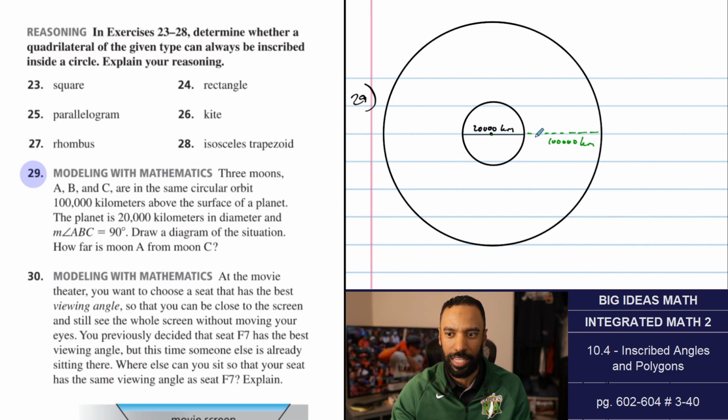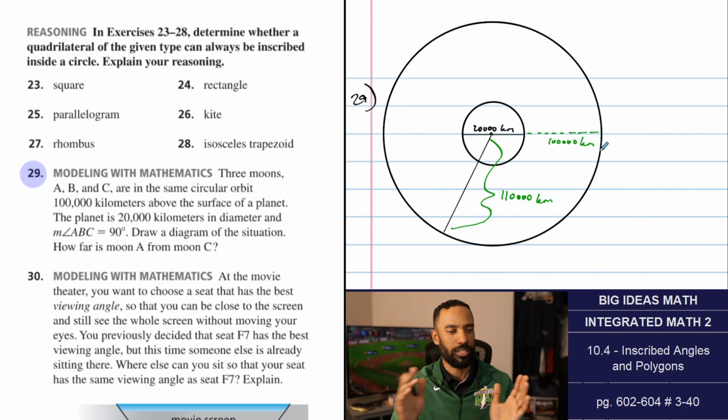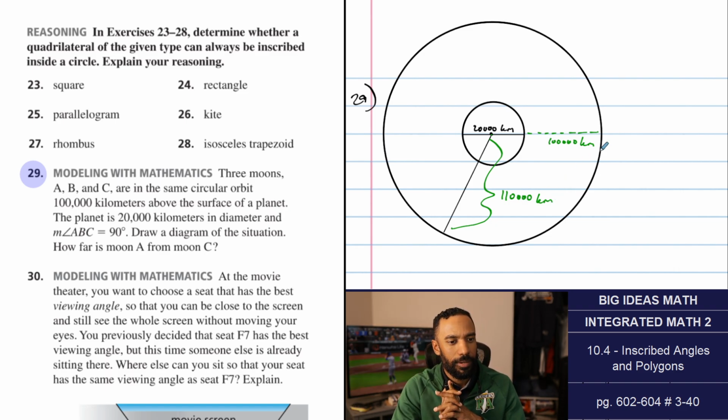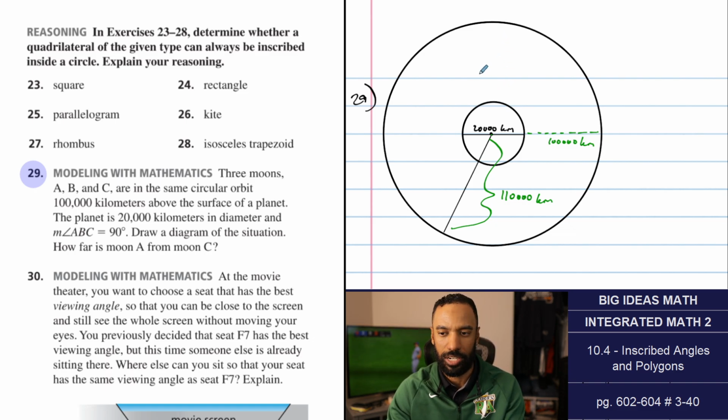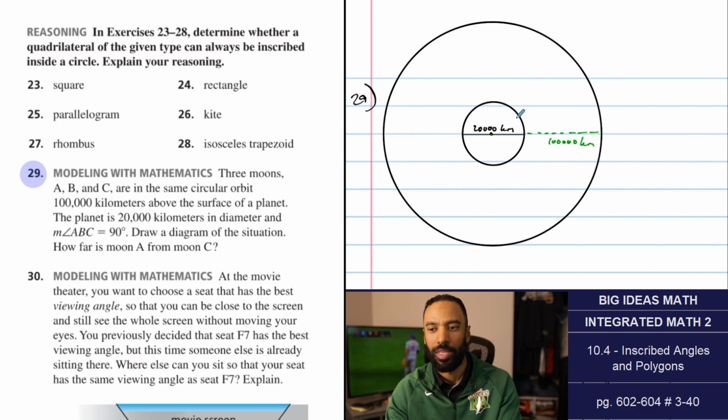Which means from here to here, that's 100,000 plus 20, that's a diameter on this guy here. So half of that's the radius. So if I wanted to get another length, and I don't know if this is used or not, if I wanted to get this here, this is going to be 100,000 plus 10,000, because the diameter is 20,000, so half that's the radius. So 110,000 if that's used. I don't really know what's used yet. Let's take a look. The planet is 20,000, and measure of angle ABC is 90 degrees. Oh, the moon stuff. So what I want to do, let's actually get rid of that other one. I don't know if that's going to be needed yet or not.